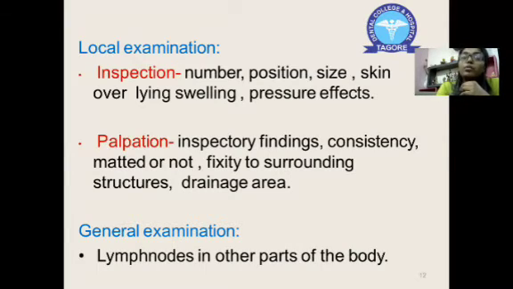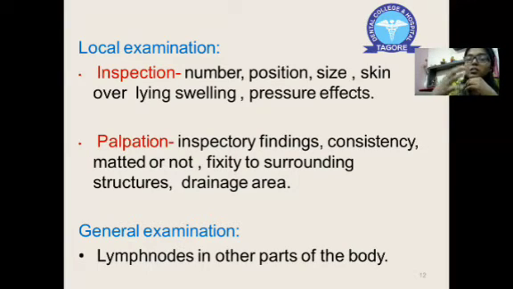And then you have to look at the skin overlying the swelling. In acute lymphadenitis, the skin usually becomes inflamed and reddened, there will be edema also, and definitely an induration. In patients with TB lymphadenitis, the skin over the matted lymph nodes will have a cold abscess. Sometimes they will reach the point of bursting, and the skin becomes red and crusty. So that should also be noted down.